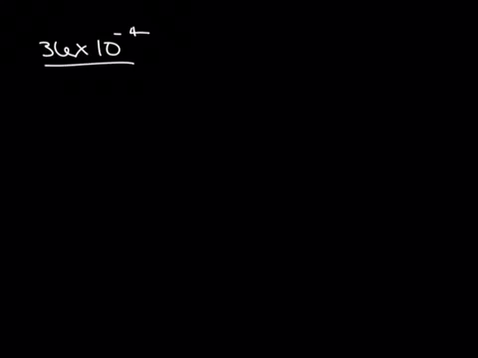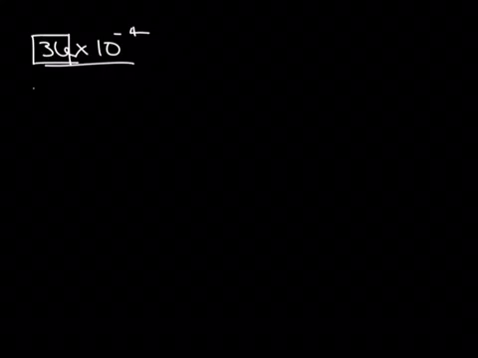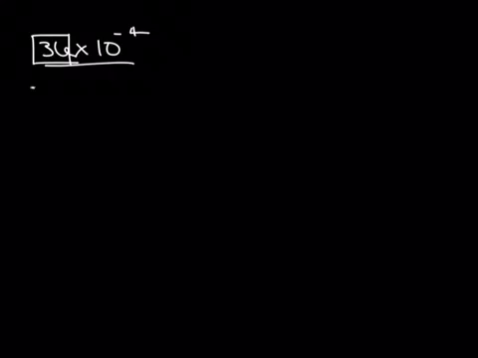Okay, so let's look at 36 times 10 to the negative fourth. So the instructions for example 13 says write each number in scientific notation. It looks like it's in scientific notation, right? The problem is there's not a decimal after the first non-zero digit, so that means it's not correct. Okay, so what are we going to do with this? We're going to write this in scientific notation.